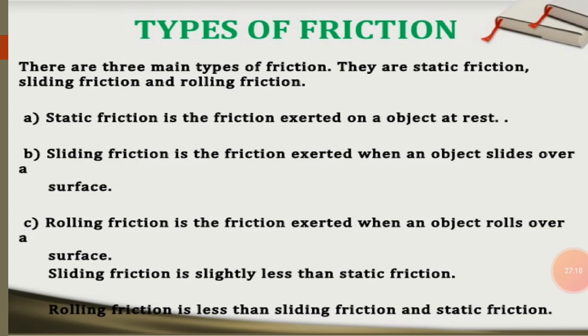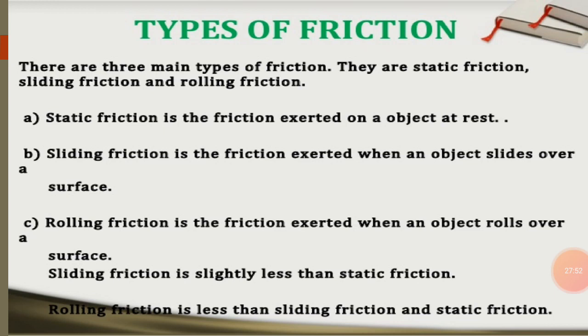Since the interlocking of the surfaces is less when an object has already started moving, we can say that the sliding friction is less than the static friction. But what happens in case of static friction? In case of static friction, the object is at rest or stationary, so the interlocking between the two surfaces in contact with each other is much larger. So we can say that static friction is larger than the sliding friction.